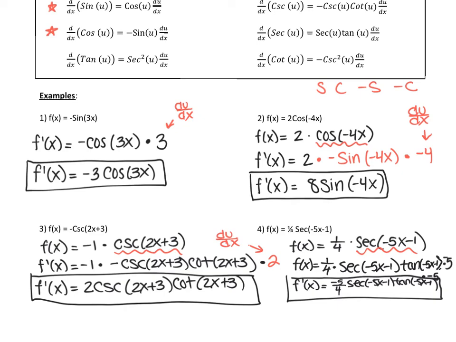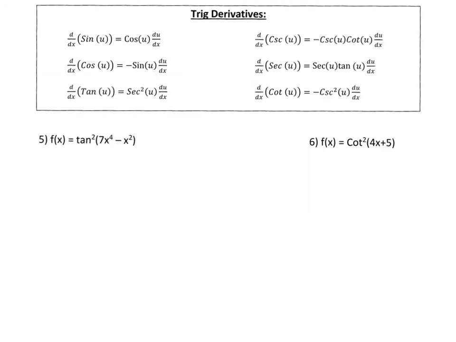All right, a couple more and we're done. All right, problem number 5 and problem number 6. So we have a tangent squared here. And if you notice, you're only taking the derivatives of sine, cos, tan, cosecant, secant, cotangent. So there's nothing that says how do I take the derivative of just regular tan?